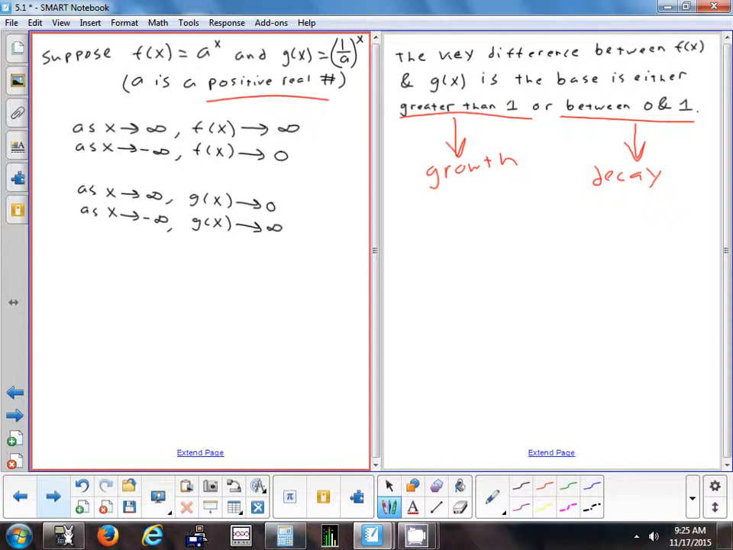Okay. So any questions on how you can tell if you're going to get growth or decay? That's all you have to look at.